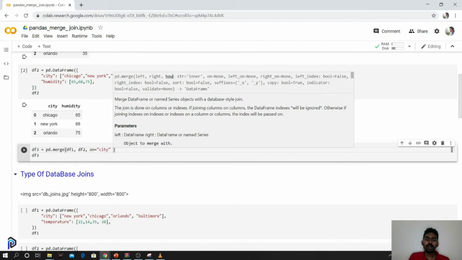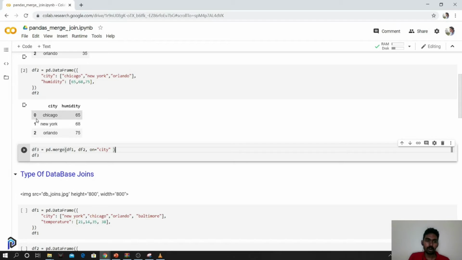How is the thing that we give. It can be inner, outer. The way we are going to join is given in the how parameter, and on is given by which column we actually need to do this on. If you remember, when we were concatenating, we used to give the index so that we are able to join it properly along the axis. In merge, we give the on parameter so that it is merged based on the city value over here.